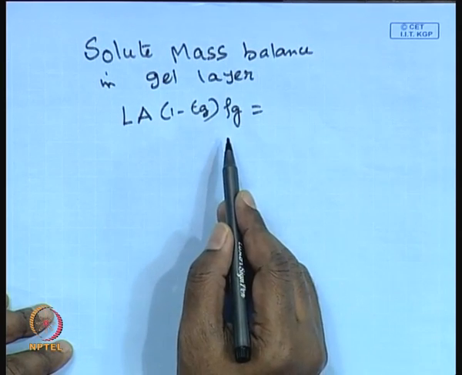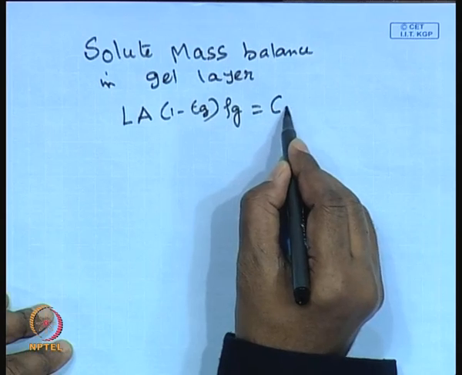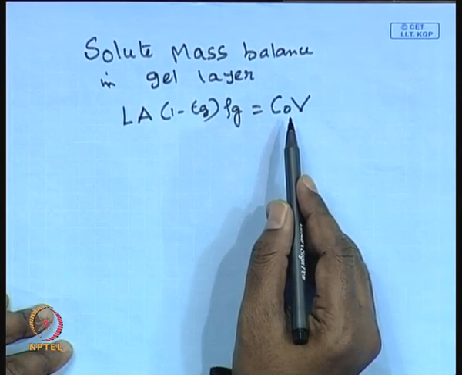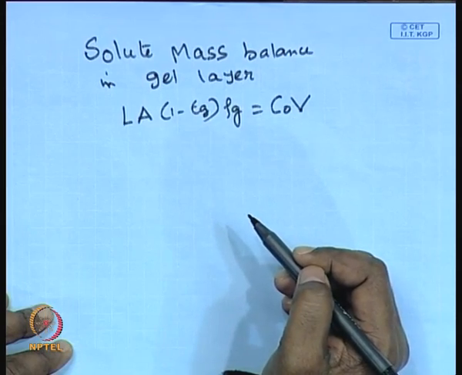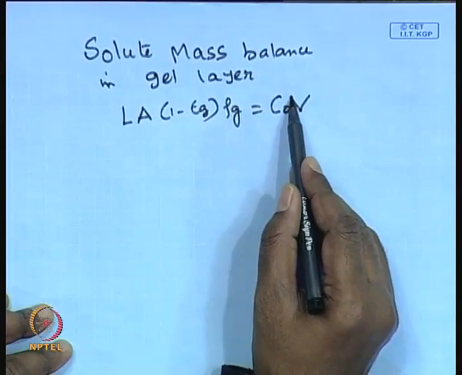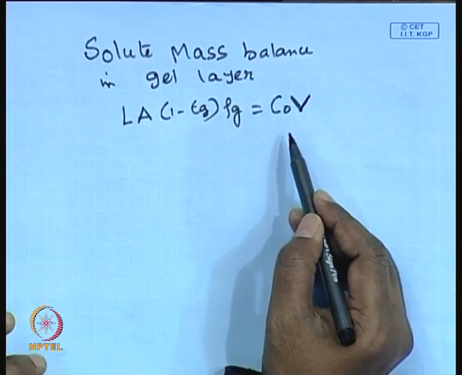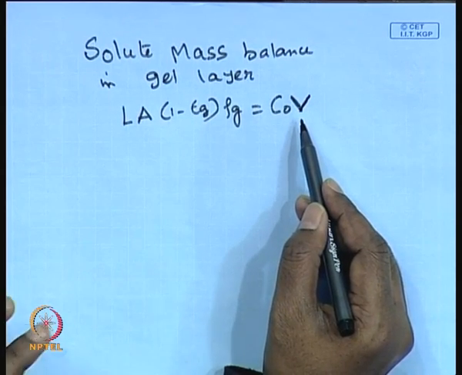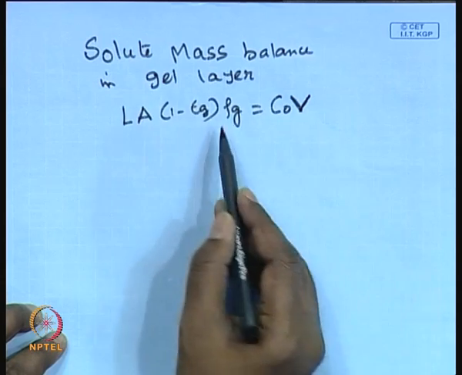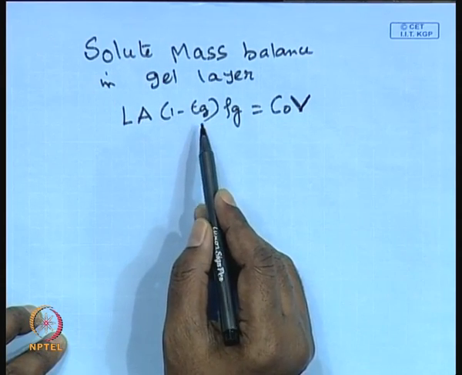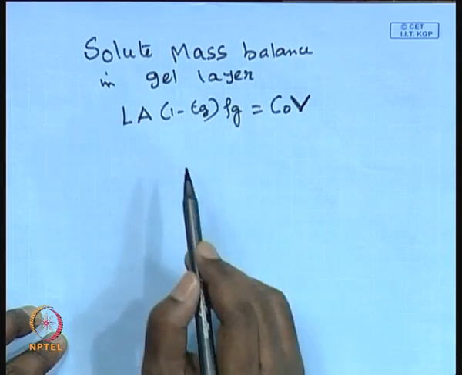And where from did you get it? You are getting it from C naught times V. What is V? V is the cumulative volume that you have collected at that particular time. So, volume V was coming with the concentration C naught. So, C naught V is the total amount of solute that is arrested in the gel layer, and from the definition of the geometry of the gel layer and the characteristic of the gel forming material, we can get the mass of it. So, they will be equal.